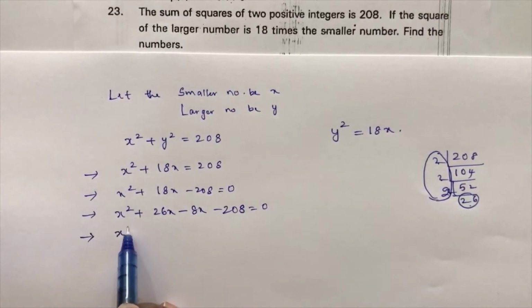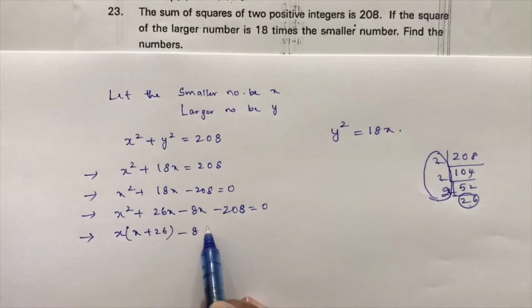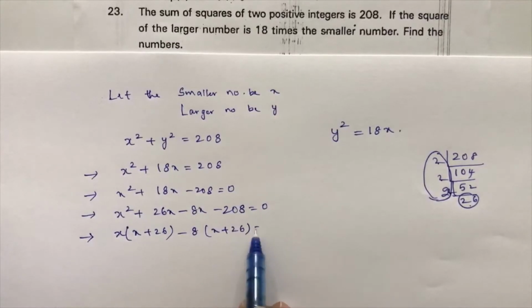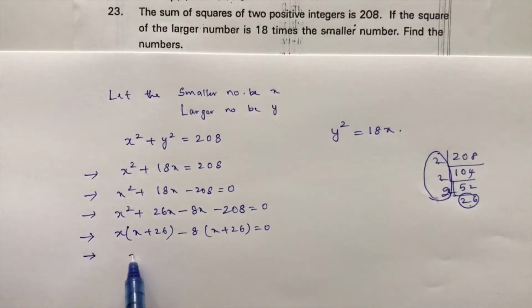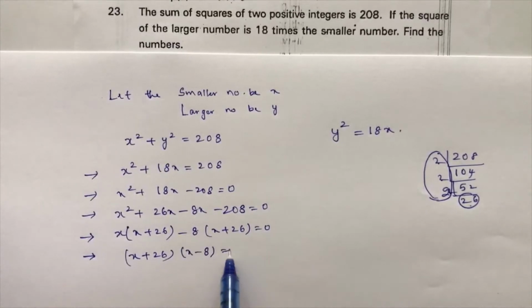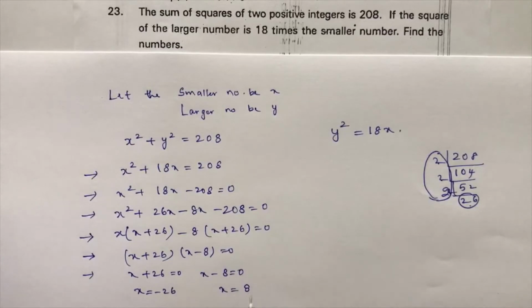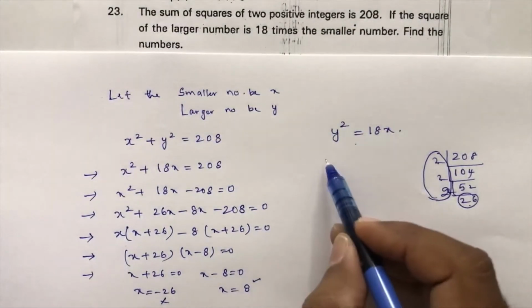Now if I take x common, x plus 26, minus 8, if I take common, x plus 26. Again taking x plus 26 common, I'm left with x minus 8. Now x plus 26 equals 0, x minus 8 equals 0. X equals minus 26, x equals 8. In the question they clearly said two positive integers, so we'll not take minus 26, so the x value is 8. I'll substitute here now.